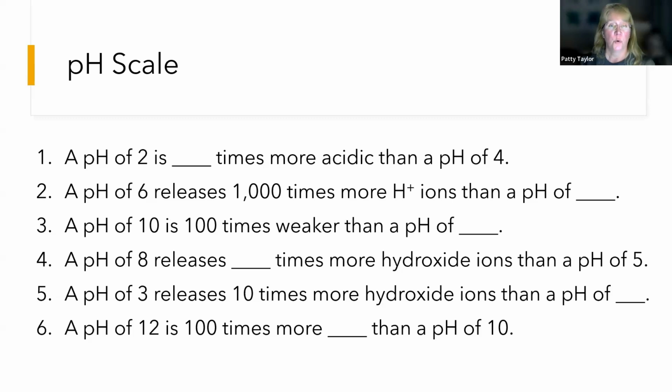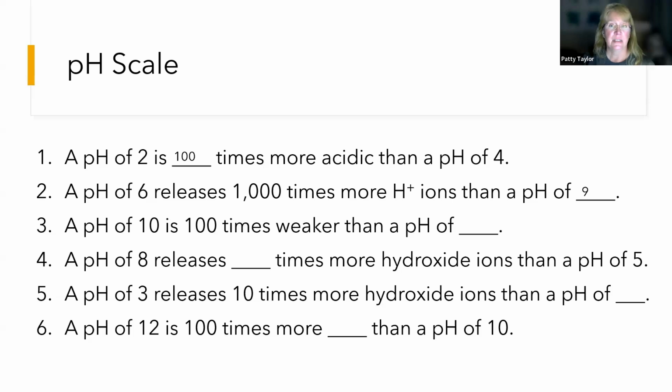Okay, so for number 1, a pH of 2 is how many times more acidic than 4? It is 100 times more acidic. All right, number 2, a pH of 6 releases 1,000 times more hydrogen ions than a pH of 9. So on the pH scale, the lower the number, the more acidic that solution.